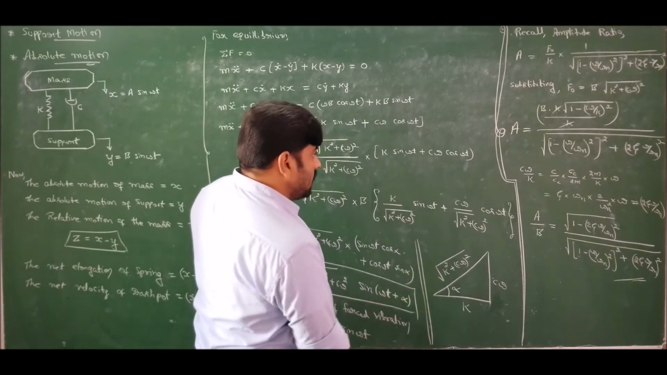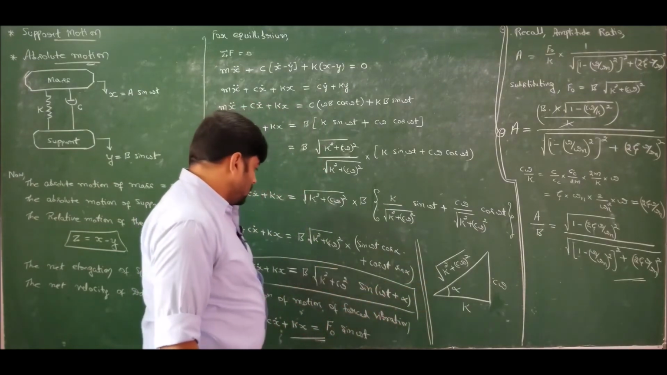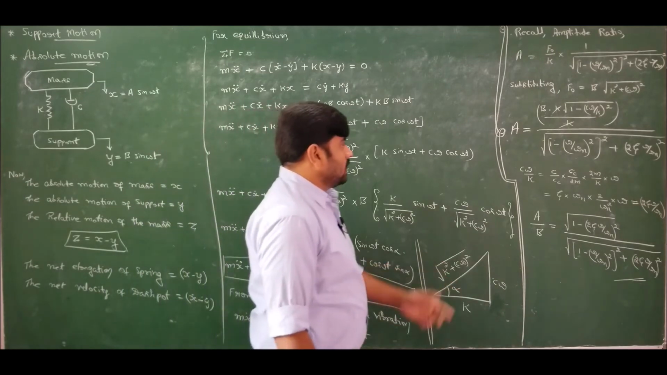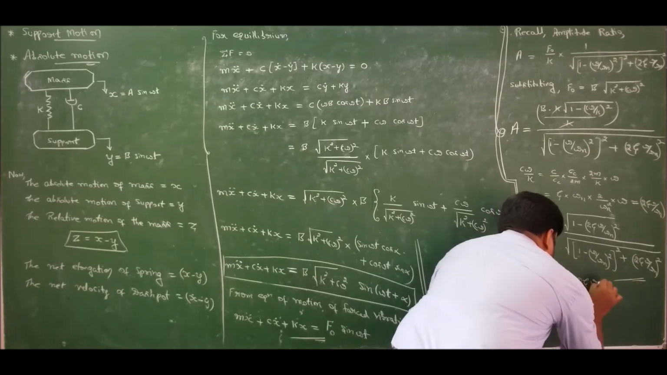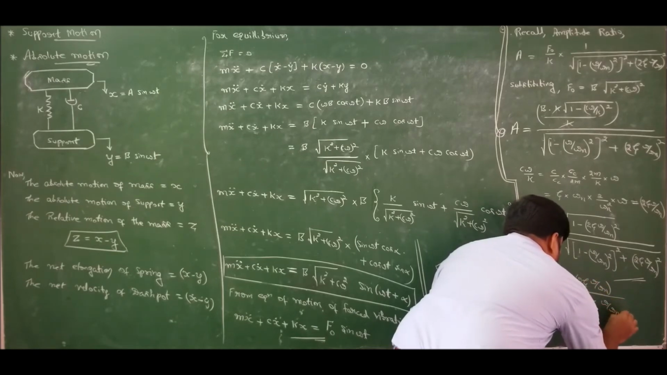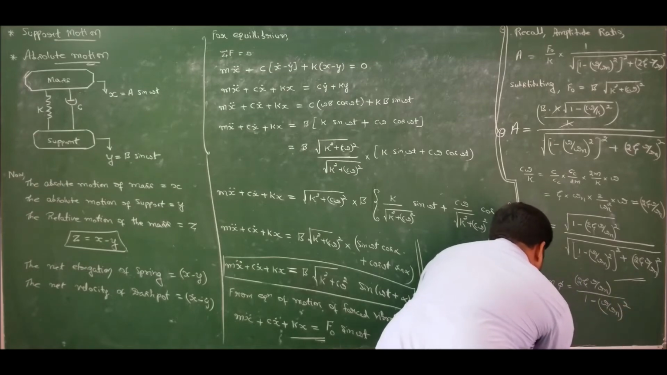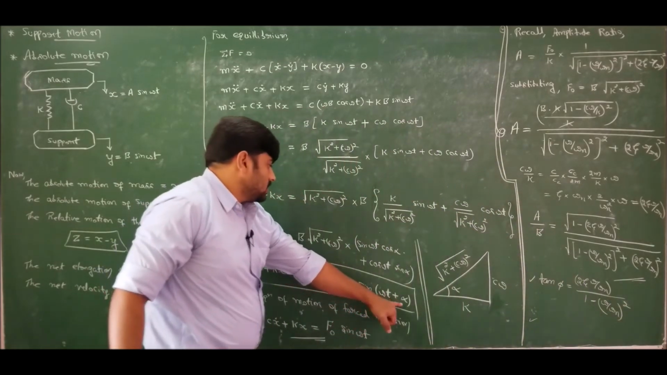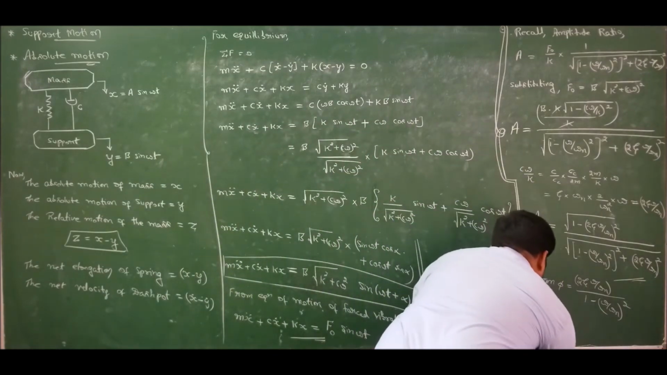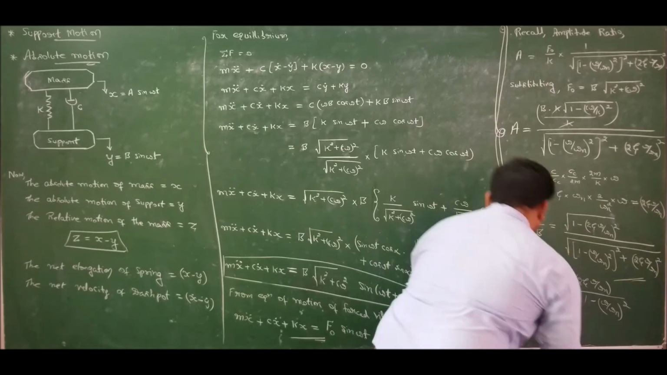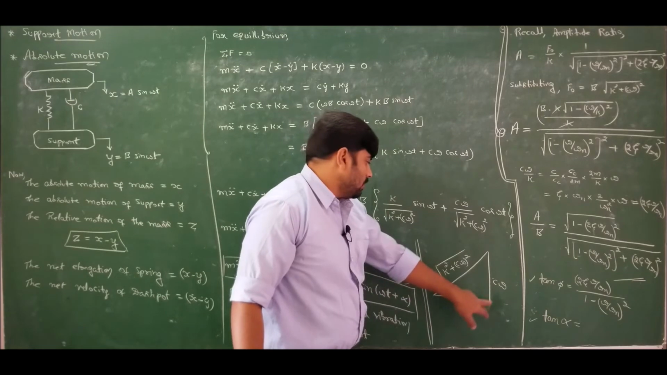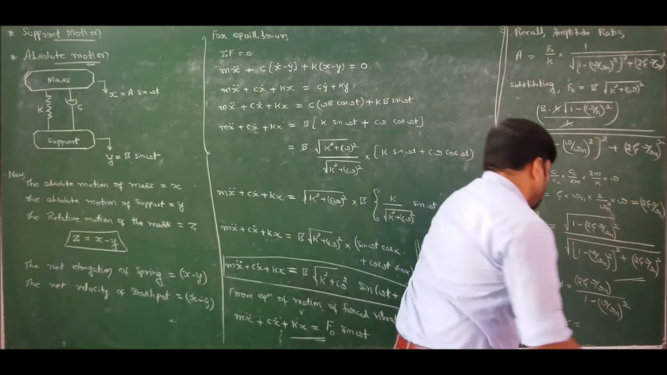Now what are the unknowns here? Alpha is one more unknown I want to know, and what is the value of phi? Phi, the phase difference, is already known, so the tan phi formula is already known. Tan phi is given by 2 zeta omega by omega n divided by 1 minus omega by omega n whole square, whereas I don't know the value of alpha, right? So alpha is given from this triangle. Hence tan alpha will become what? Tan alpha is equal to opposite by adjacent, c omega by k. What is c omega by k? 2 zeta omega by omega n.